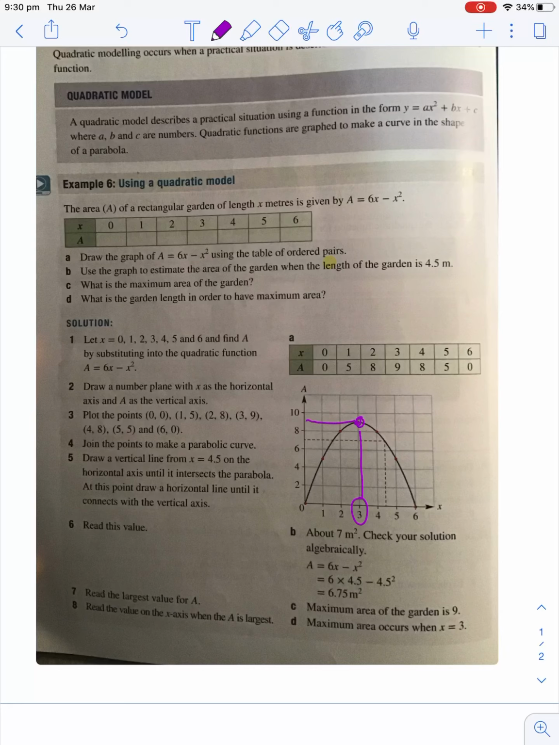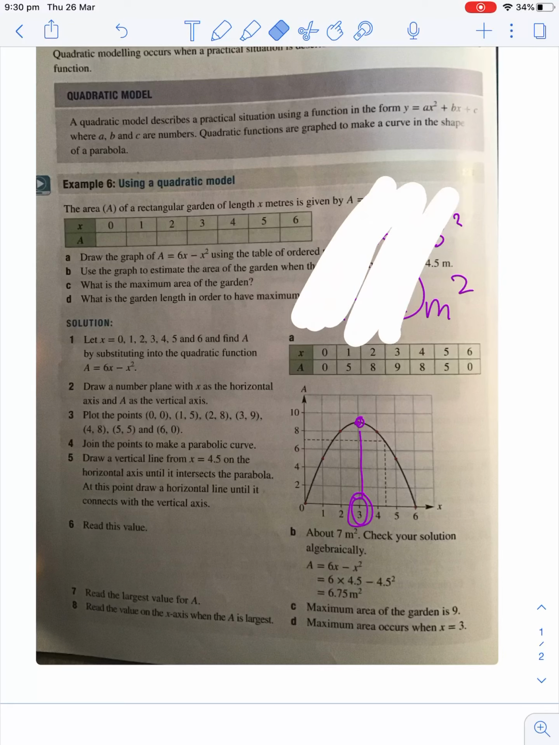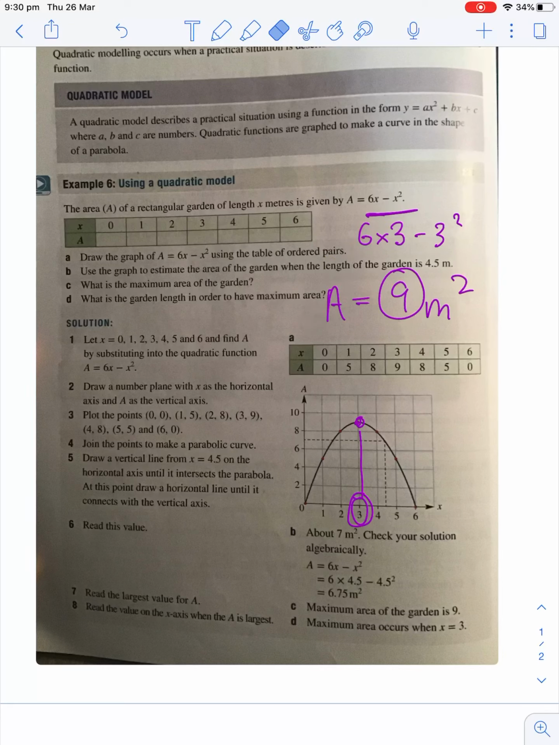And if we estimate across, it's going to be something like a 9. So what is the maximum area of this garden? Most likely it's going to be 9. You can check that by substituting your 3 into your equation. So if we go 6 times 3 minus 3 squared, that definitely does get us an area of 9 meters squared. So the maximum area you can have for this garden bed is 9 meters squared. And you would want to make sure your length is 3 meters.